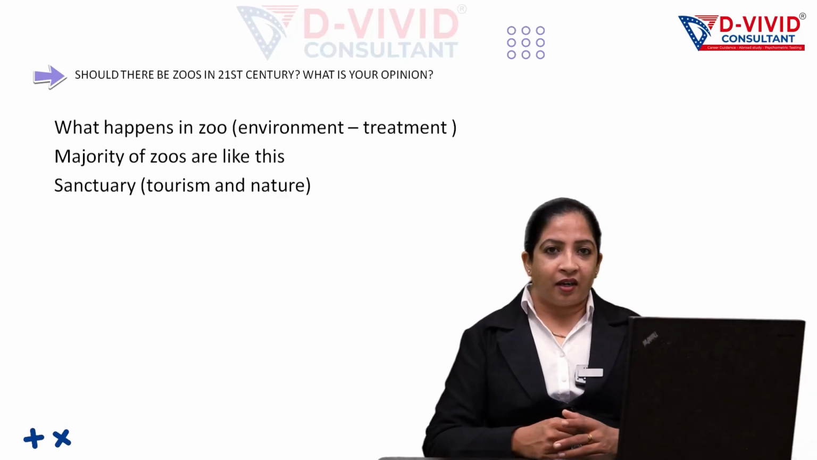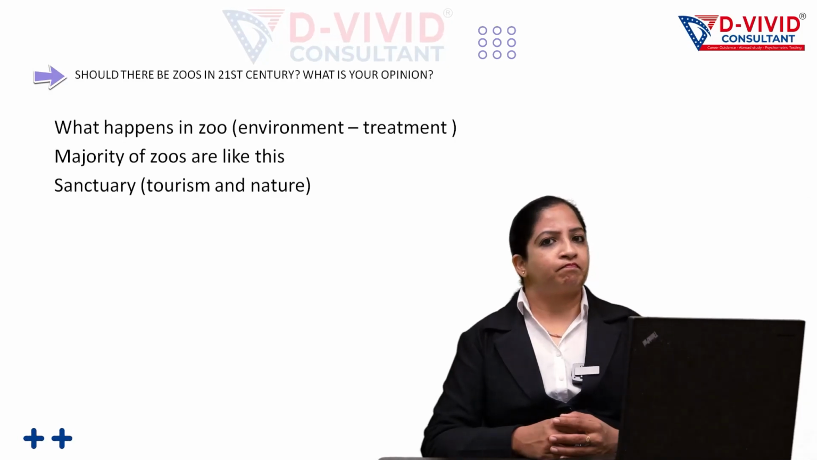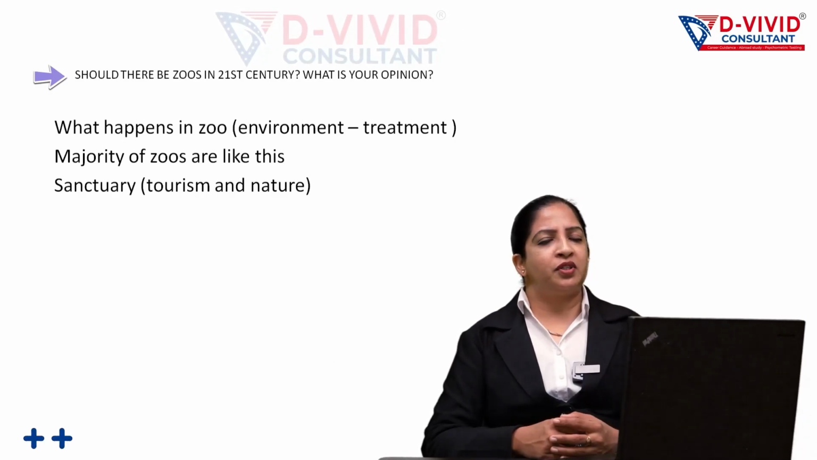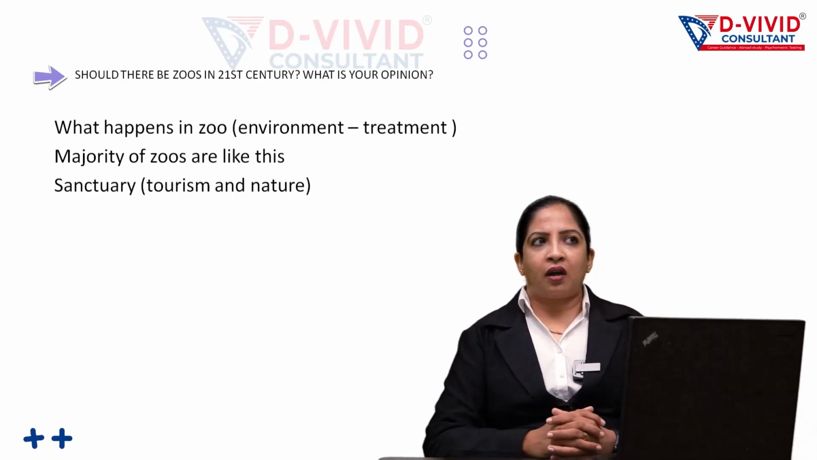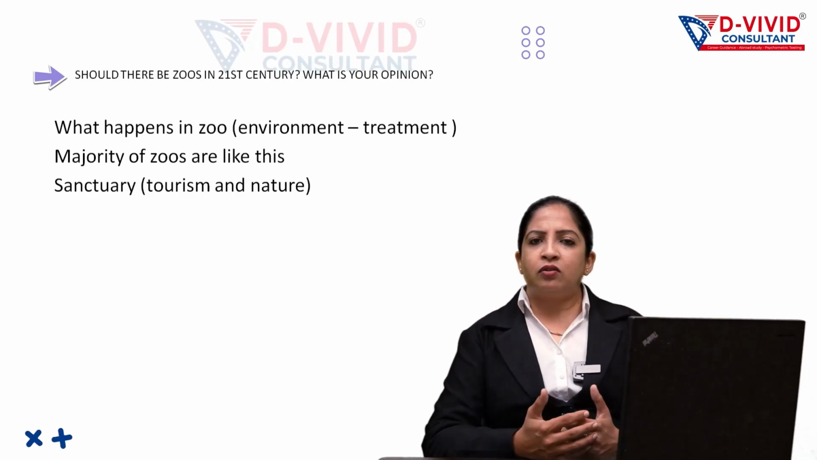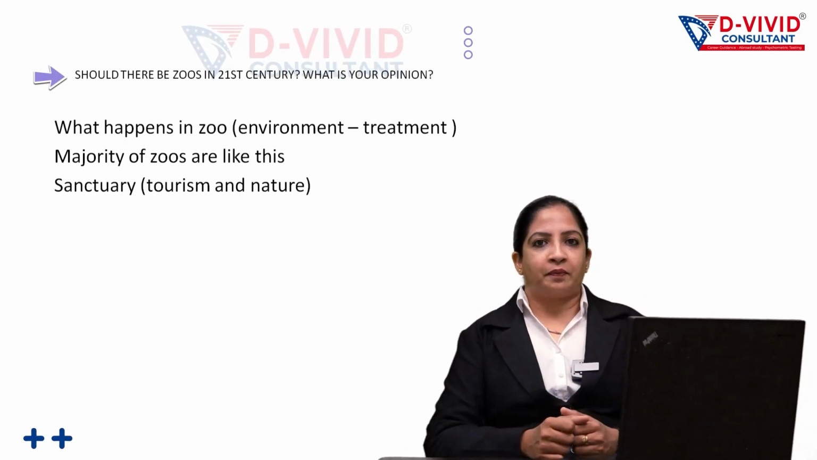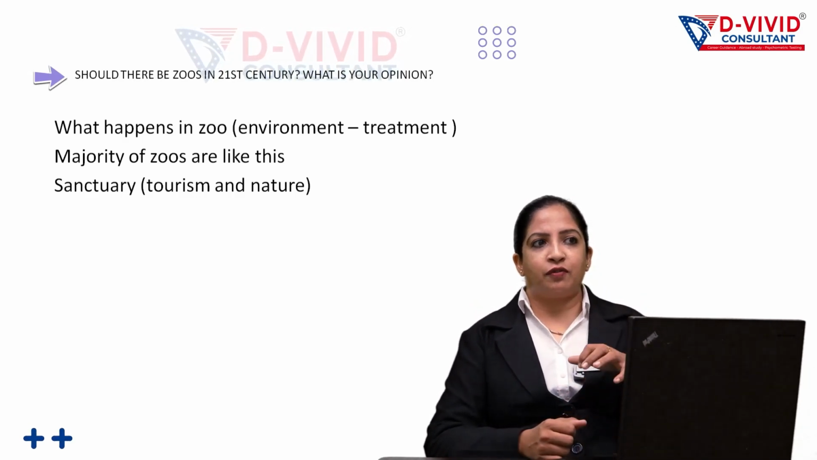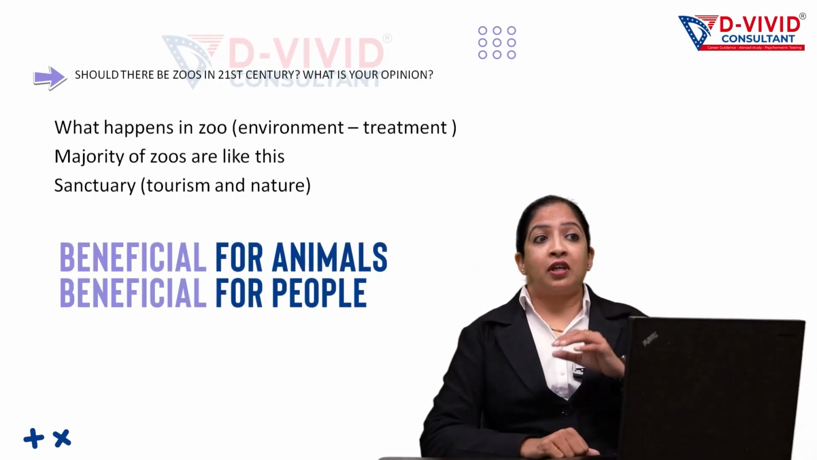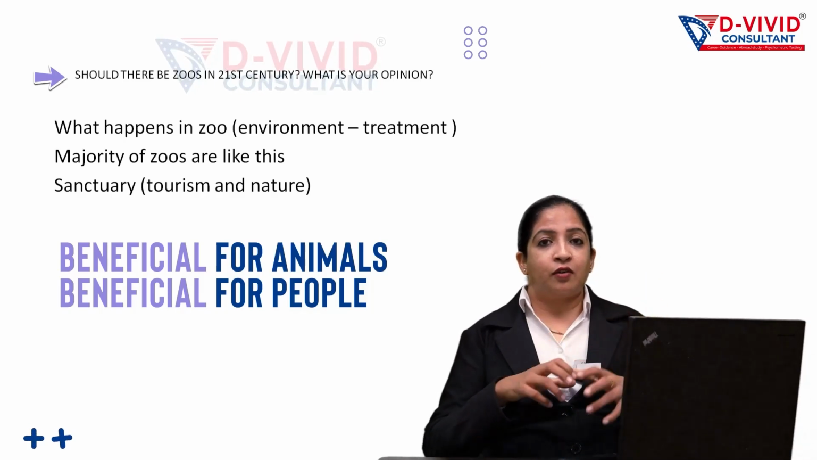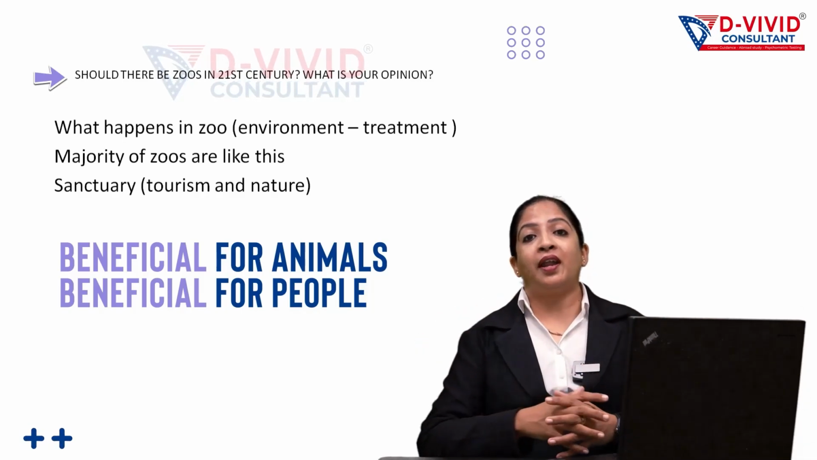Now in case here, if I say that I think that zoos should be there, so then I'll think that why should zoos be there? How are they helpful? सबसे पहले तो अगर मैं कहूँ कि zoo होने चाहिए तो क्यों होने चाहिए, उससे फ़ायदा किन को है? So obviously it is beneficial for animals and it is also beneficial for people. So if I talk about its benefits for people, what kind of benefits does a zoo give to an individual?